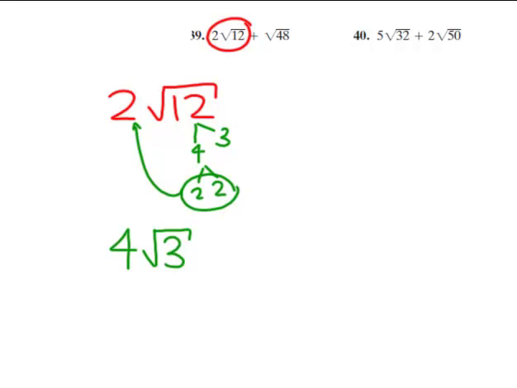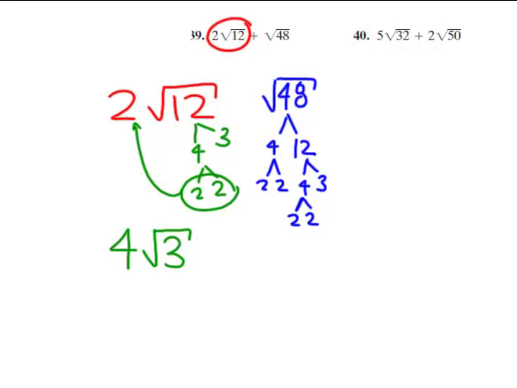Now let's do the same thing with the square root of 48. We can break the square root of 48 up into a couple of things. Let's do 4 and 12. 4 is 2 and 2. 12 is 4 and 3. So then 2 and 2. So our pairs, we can make 2 groups of 2, and then a 3 has to stay on the inside. So if we pull out 2 groups of 2, we are pulling out 4, 2 times 2, and then we still have the square root of 3.